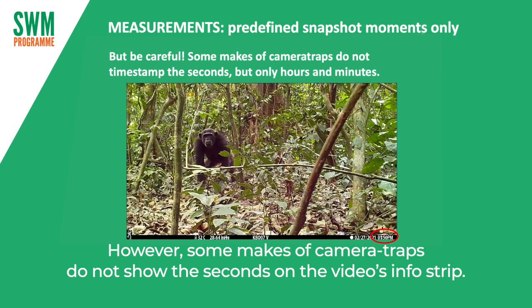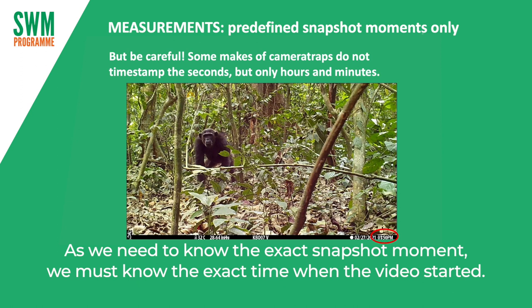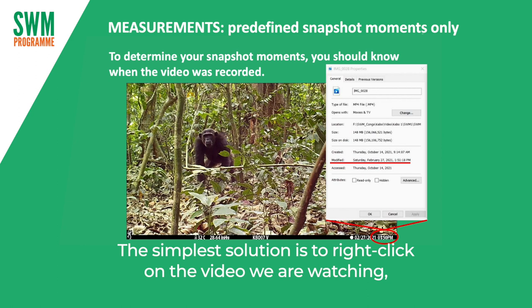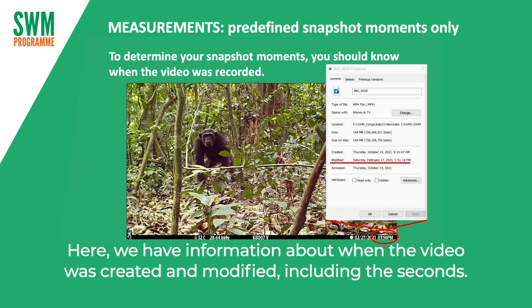However, some makes of camera traps do not show the seconds on the video's info strip, only the hour and the minute. As we need to know the exact snapshot moment, we must know the exact time when the video started. The simplest solution is to right-click on the video we are watching and look at the properties. Here, we have information about when the video was created and modified, including the seconds.